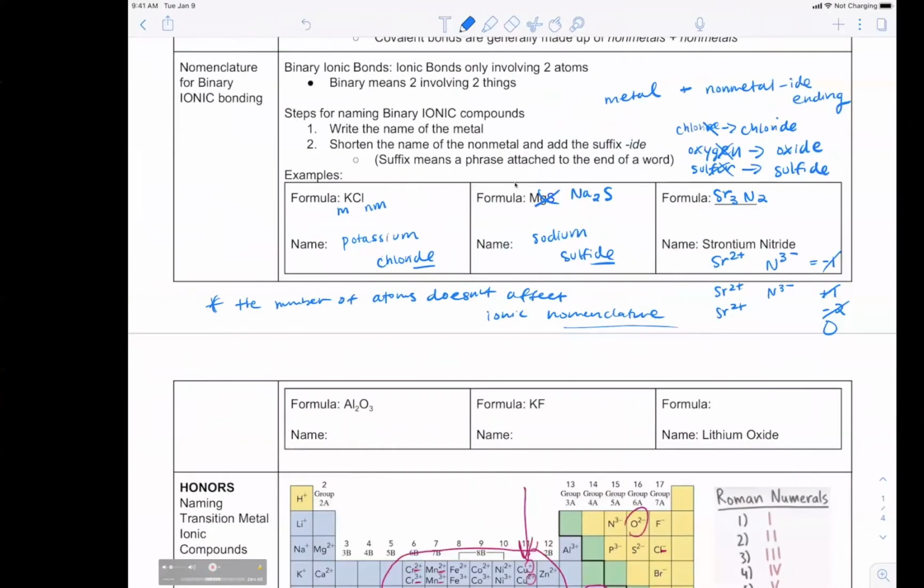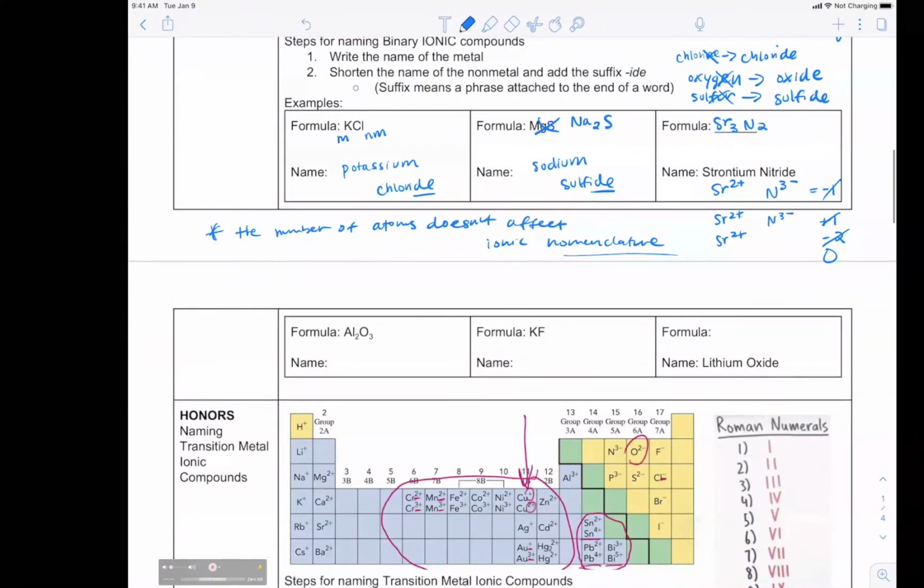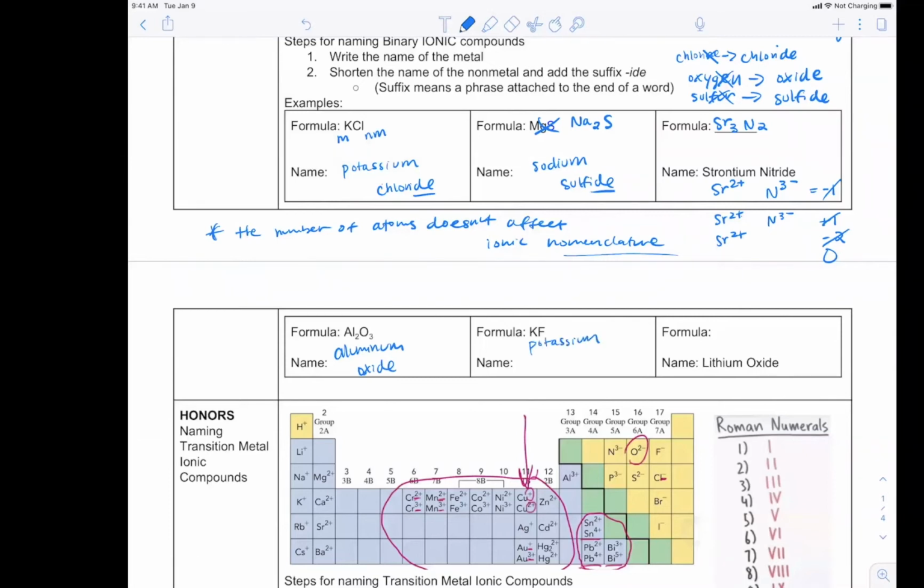Okay, so it should have been pretty straightforward. So Al2O3, again, you just write the name of the metal and then the name of the nonmetal ending in -ide. So this would be aluminum oxide. The next one, right? So here you have potassium. And then fluorine would instead be fluoride.